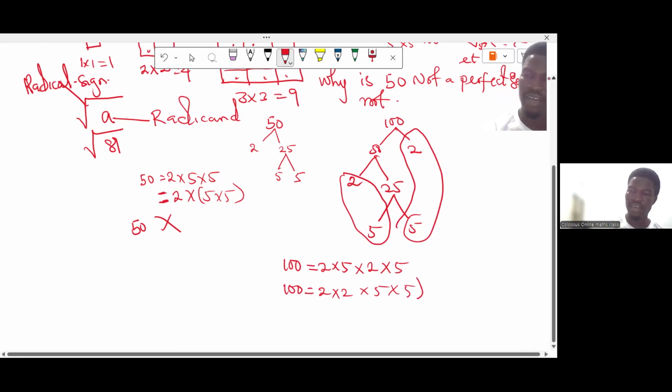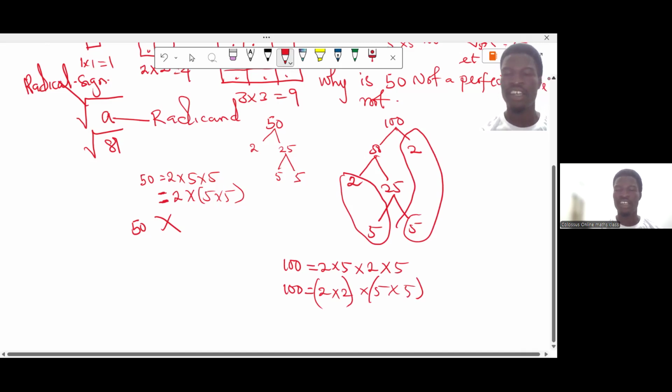You can see that this can be paired now. Can you see now? They can be paired. You see that now? So because it can be paired, that is why we said 100 is a perfect square. Are you seeing that now? That's why 100 is a perfect square.